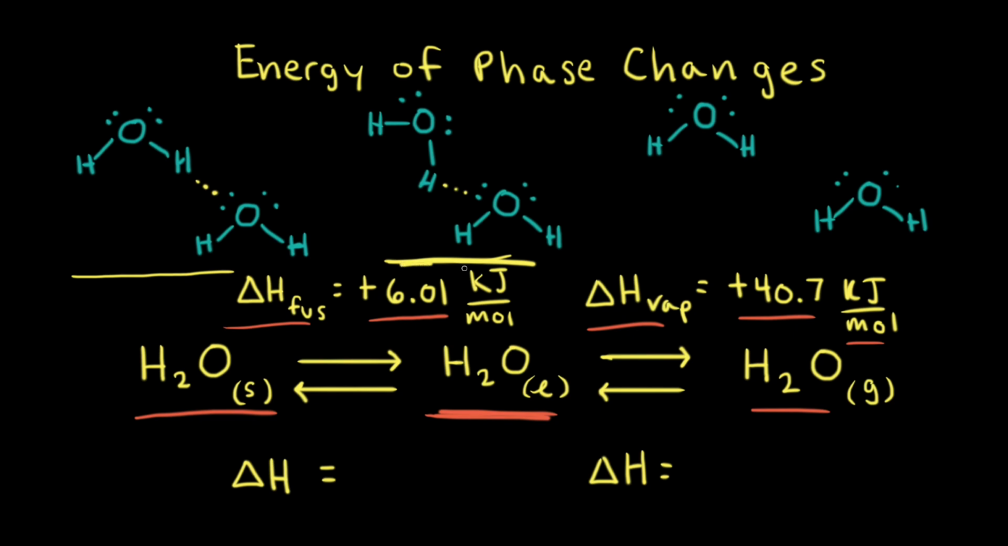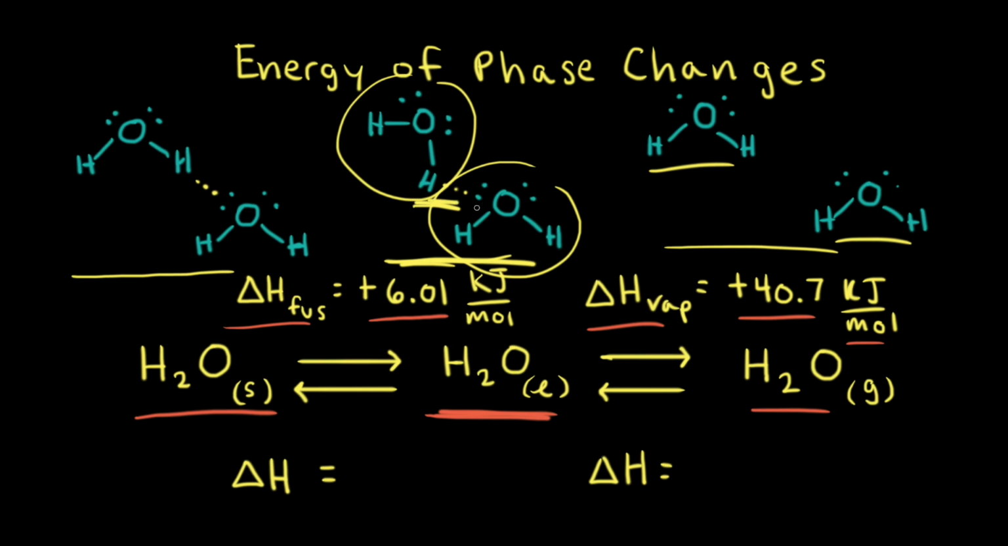Next, let's think about converting liquid water into gaseous water or steam. When water's in the gaseous state, there are no more intermolecular forces between the molecules. There's nothing holding them together. And so it takes a lot of energy to pull these two water molecules apart. It takes a lot of energy to overcome these hydrogen bonds. And that's the reason why we have such a large value for the heat of vaporization. So it takes a lot more energy to completely pull these molecules apart than it did to simply increase the freedom of motion. So 40.7 is a much bigger number than 6.01.